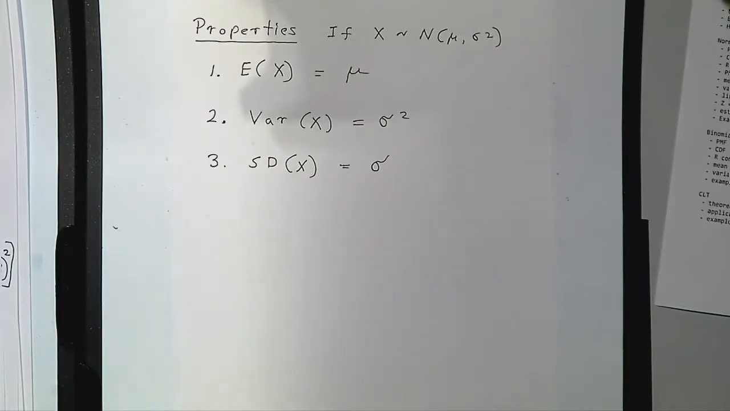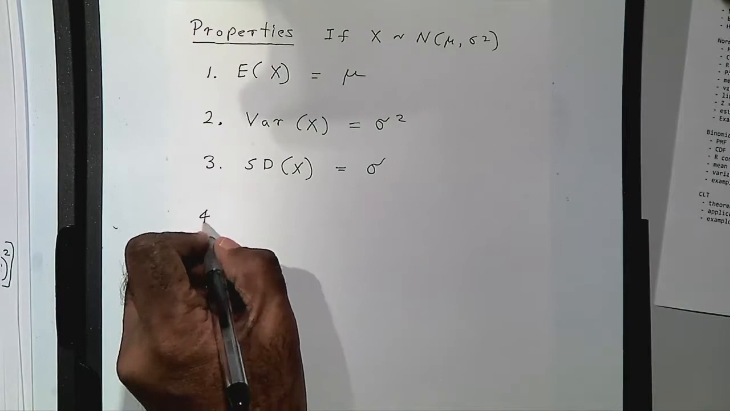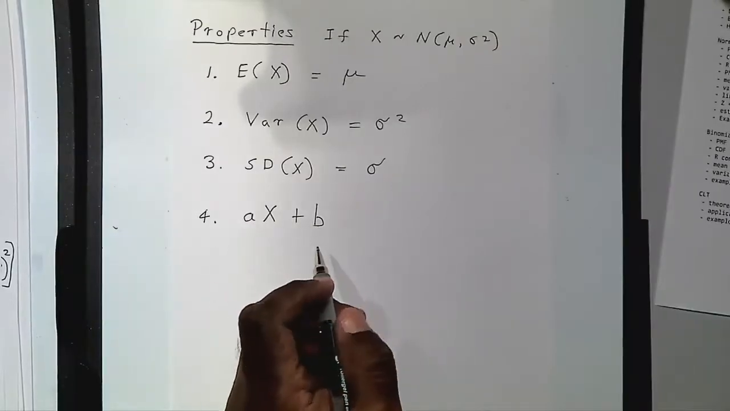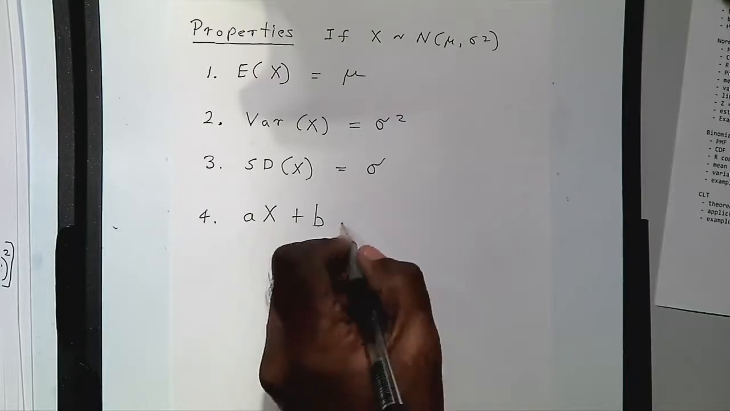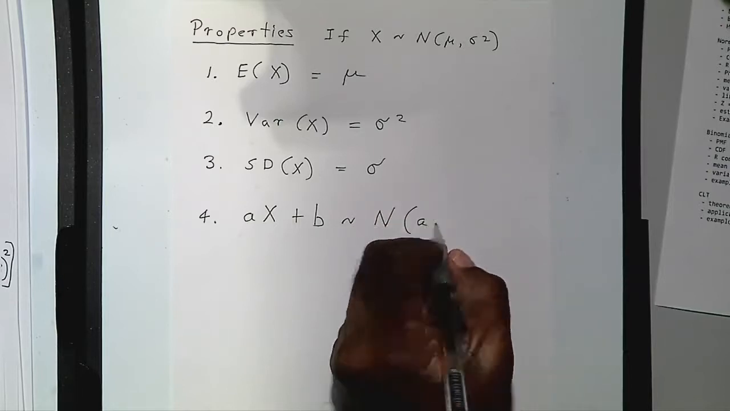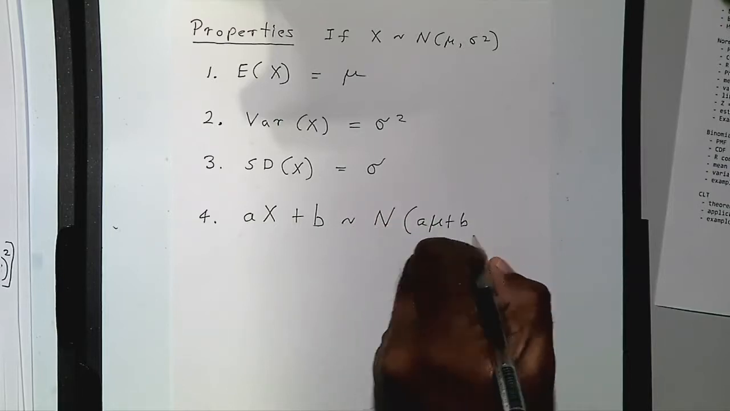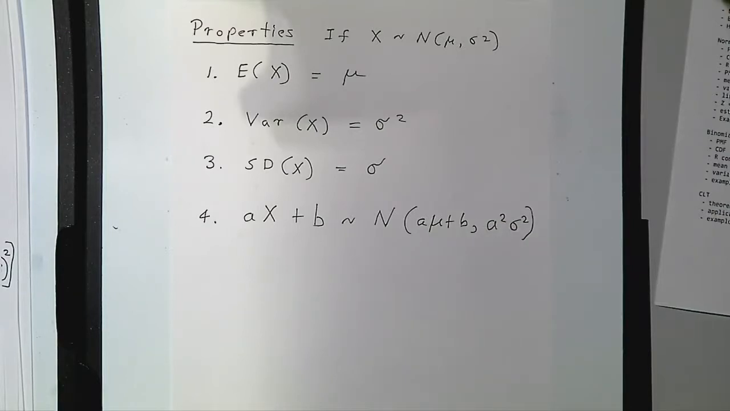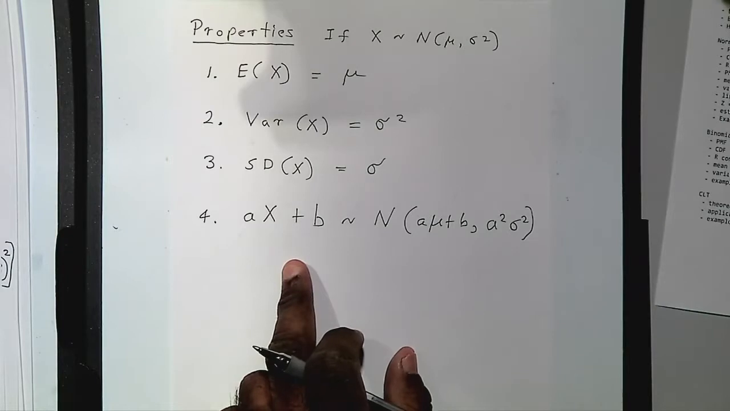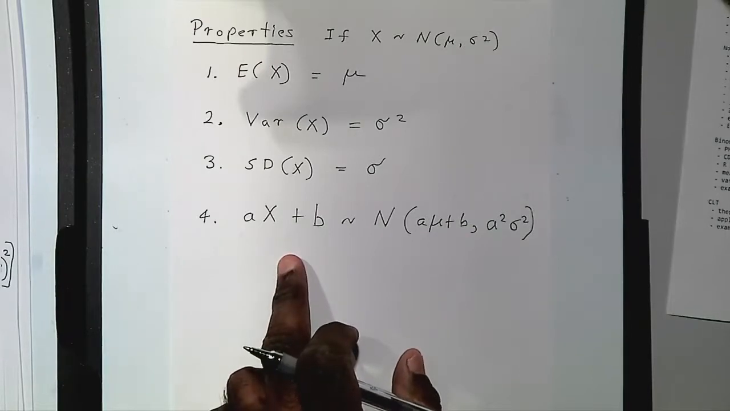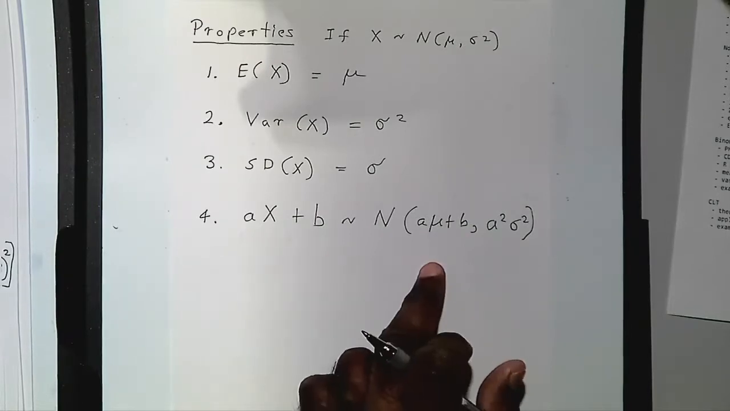Number four, ax plus b, where a and b are constants. If a and b are constants, then ax plus b will have the following distribution. So this is known as the property that if something is normally distributed, any linear combination of it, of this form, is also normally distributed, right? That's what this says.